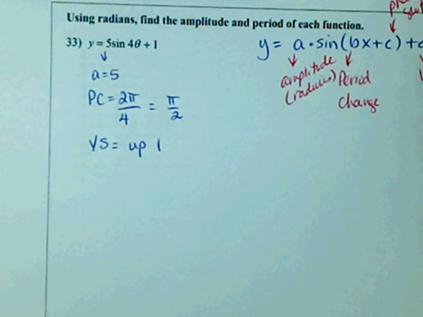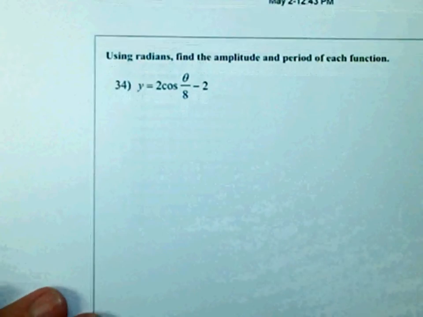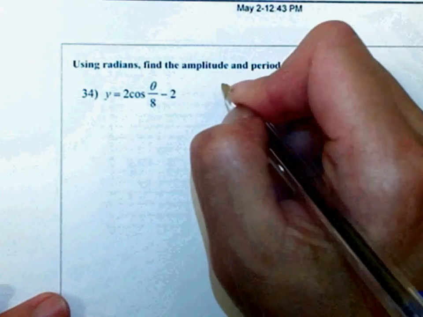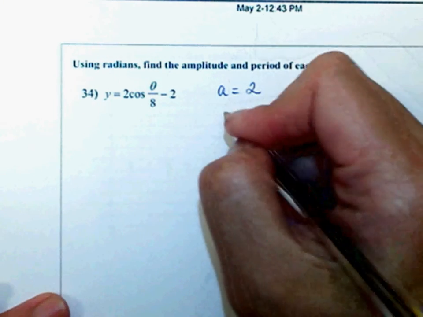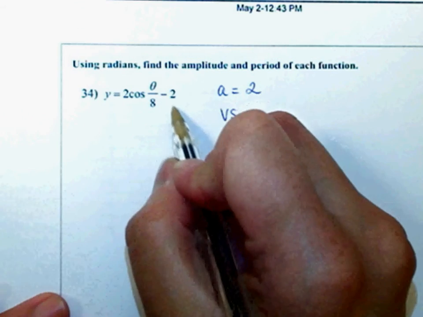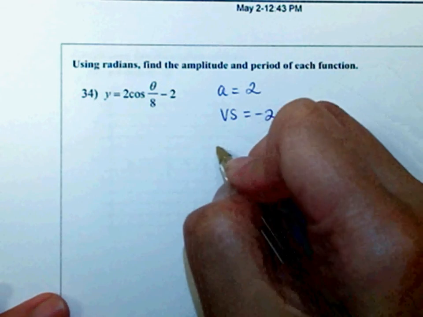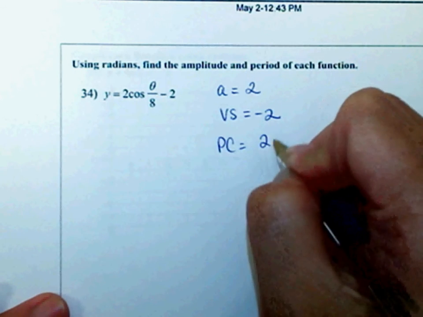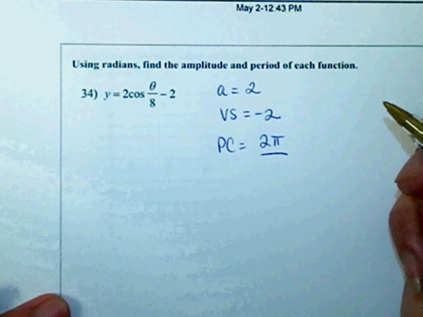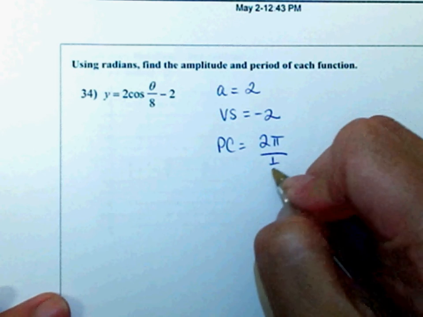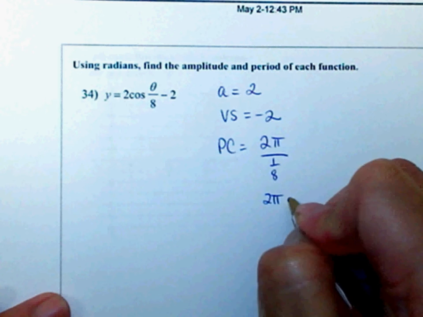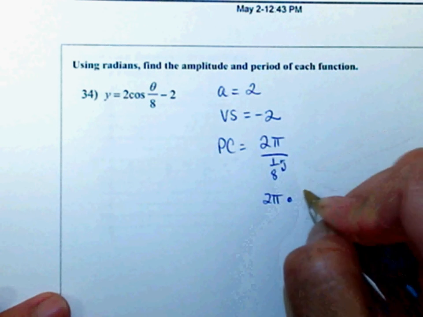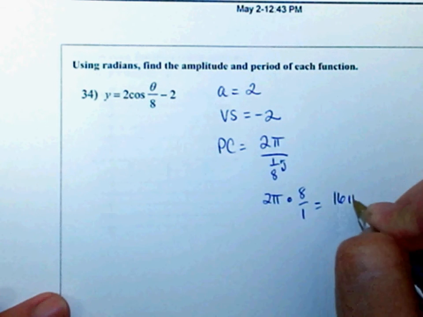Number 34. Here we go. Your amplitude is this 2 right here, always in front of the cosine. Your vertical shift is the plus and your minus, which is negative 2. Your period change is always 2 pi. Why 2 pi? Because a whole circle is 2 pi divided by 1 over 8. Can't have a fraction, so change that to a multiplication. Take your reciprocal, 8 over 1, so it comes out to be 16 pi. It will take 16 pi to graph 1 cosine. That's what that means.